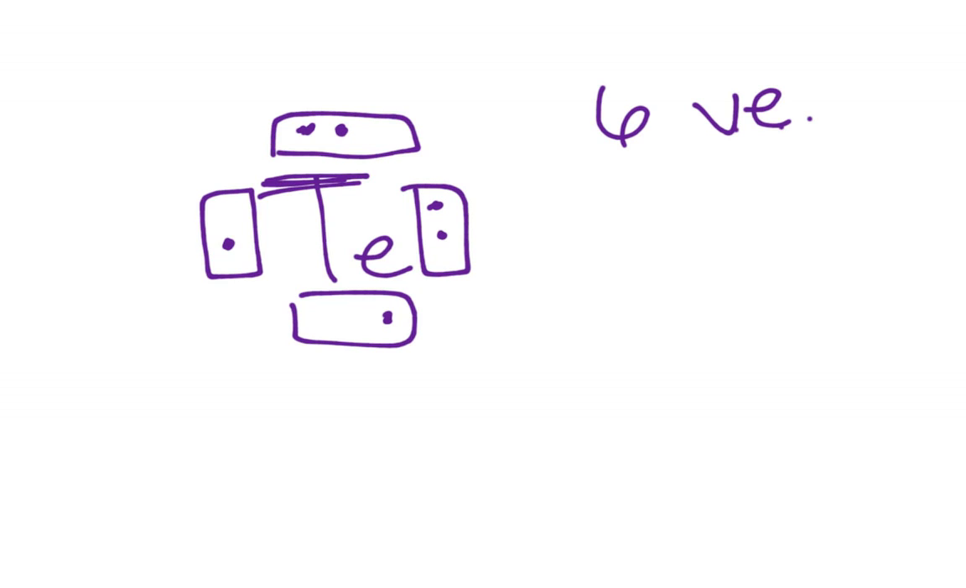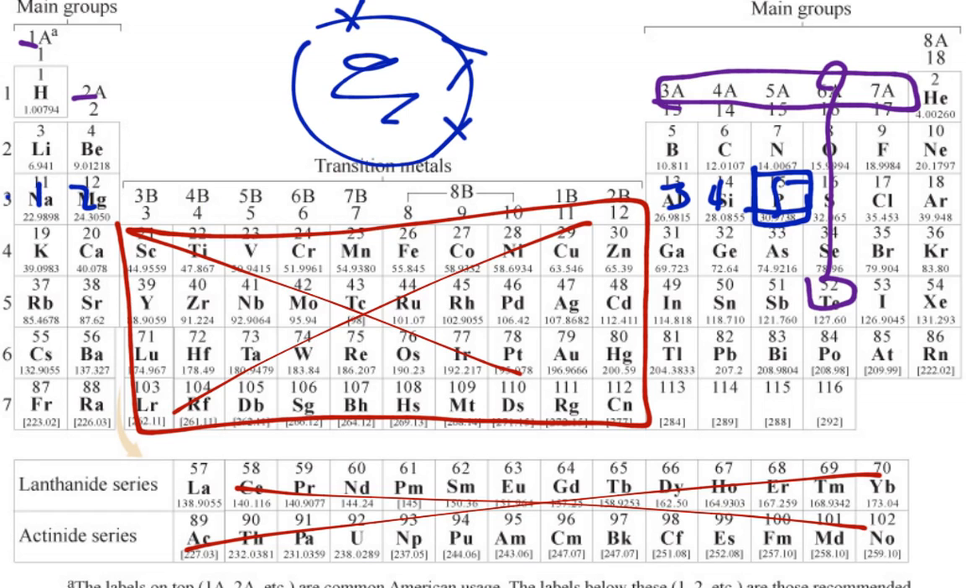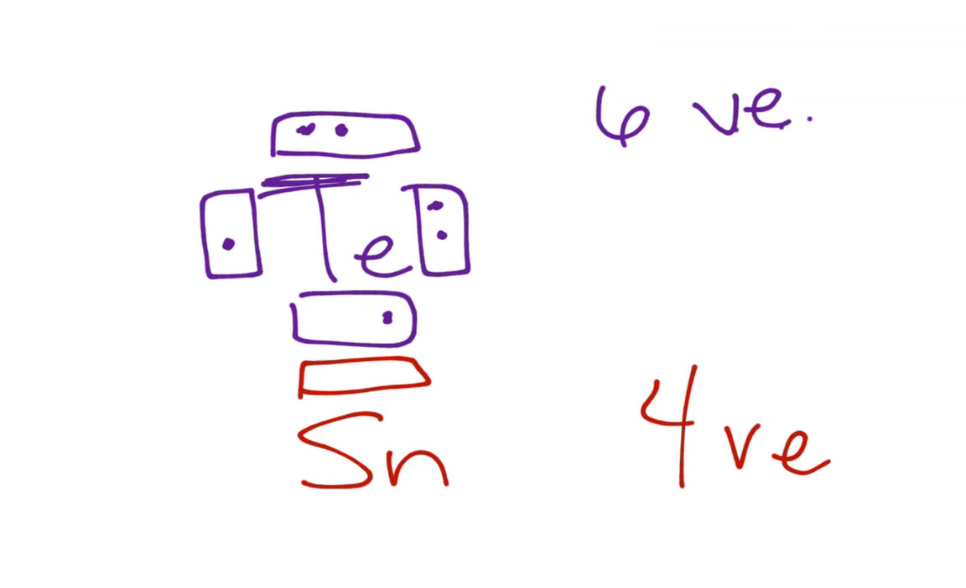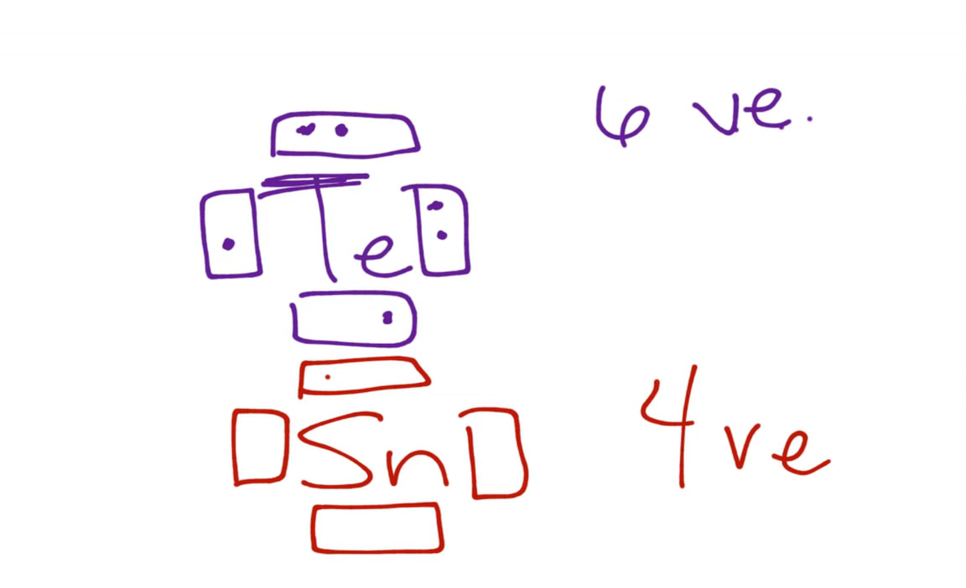Alright, if I was talking about, what's another good element here? Let's go back. Let's talk about tin. Well, tin has 4 valence electrons. So again, I have my places that I can put it. I'm going to go 1, 2, 3, 4. Alright, well now how do we start putting these things together?